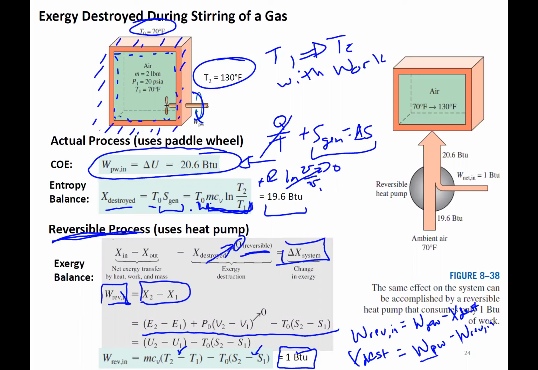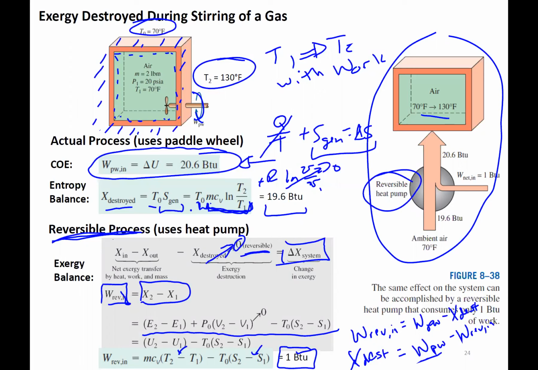That's useful work minus reversible work in, okay? So it all ends up being related. So how would we actually do that reversible work and get 1 BTU to raise the temperature from 70 to 130? It's using a reversible heat pump, okay?